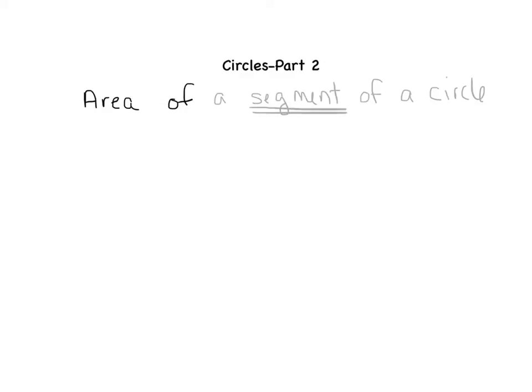In the first video, we started looking at terminology involving circles, arc length, and area of a sector. We're going to continue on with our study of circles in this video. We're going to start by looking at the area of a segment of a circle. You're probably wondering what's so different between a sector of a circle and a segment of a circle. So let's take a look at that.